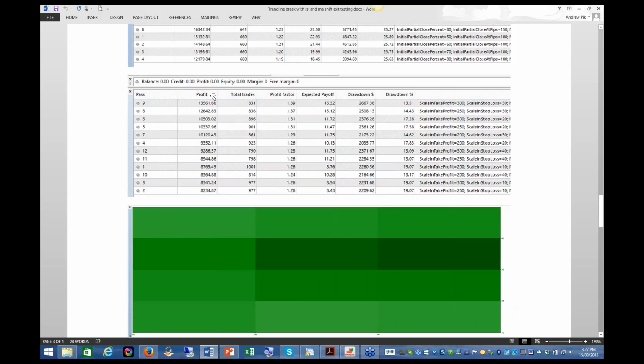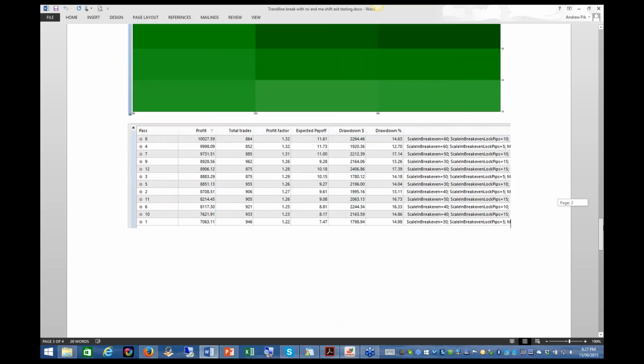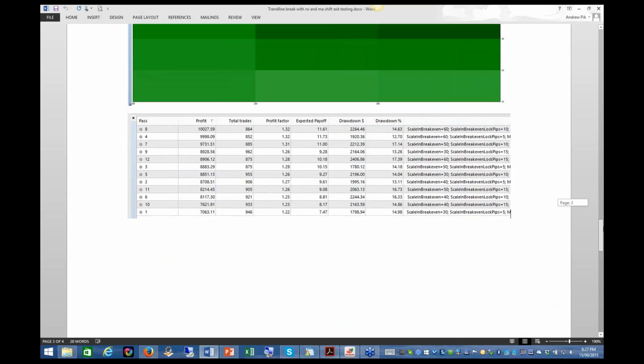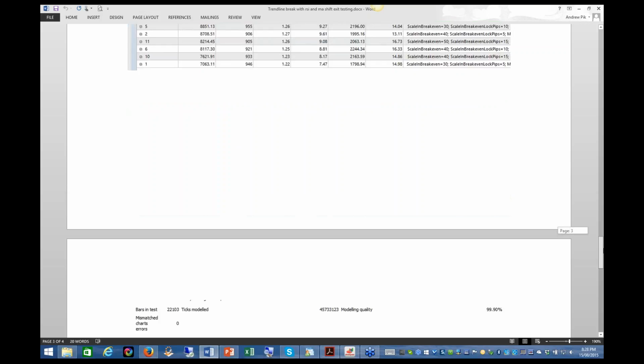If I had any of these settings, I'd be making some money. And so I'm essentially happy with that particular process. And that is what I mean by making it robust. Here we have where I've looked at the parameter of the scaling break even and how many pips I would lock. Again, a bit of variation, and essentially profit factors are all still above 1.2. And so again, I'm happy with that as my basic settings for that strategy.